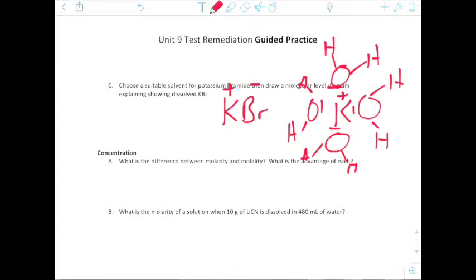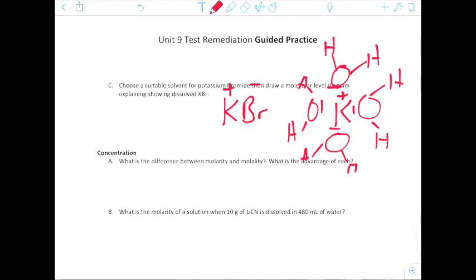Molality is measured in moles per kilogram, and this is useful because if we're measuring the concentration of gases in other gases, the volume is going to change, and so therefore we want to use something that is not going to change, so we use kilograms instead of liters. Because the mass will never change, but the volume will for gases.